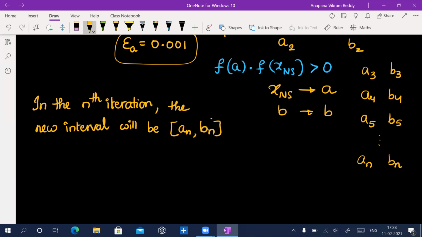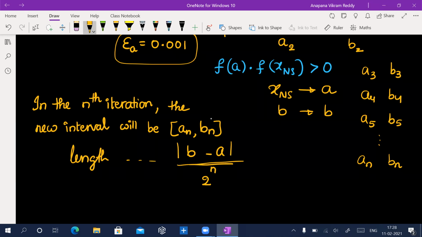Now what is the length of this interval? If someone asks you what the length of this interval is, the length will always come down to what? Can I say it this way: bn minus an by 2 to the power of n. Agree? I'm taking 2 power n here, so I'll take b minus a by 2 power n. Agree?